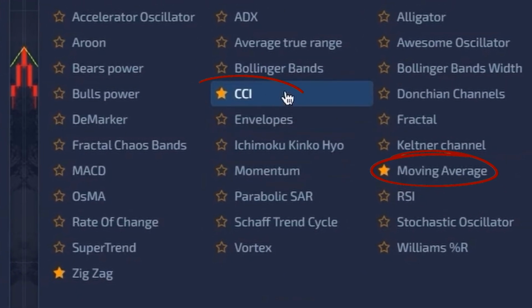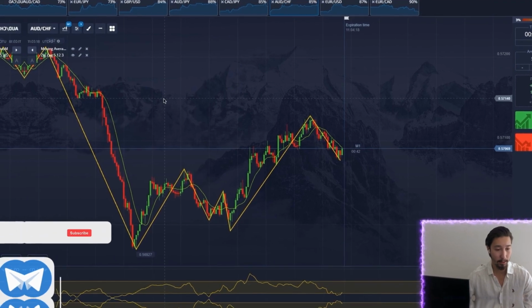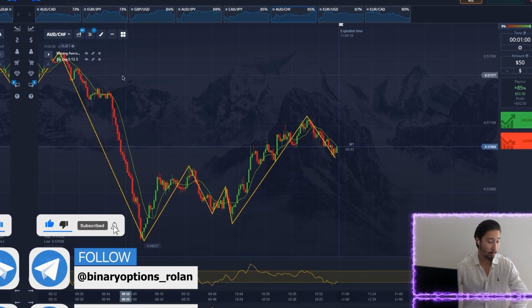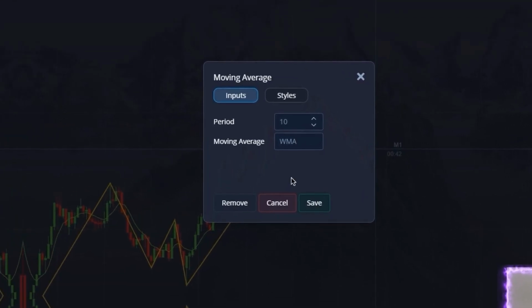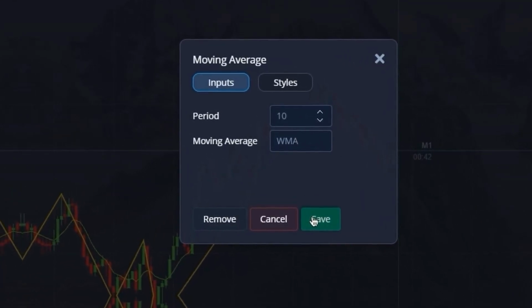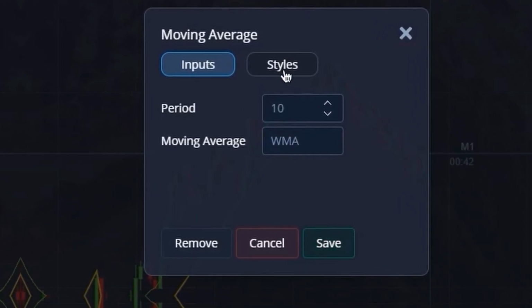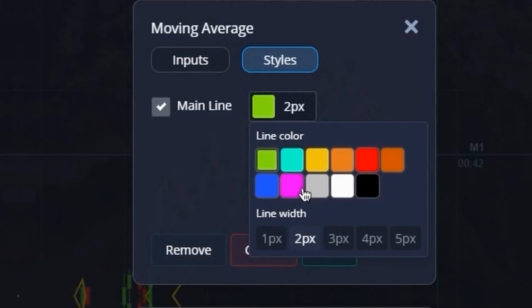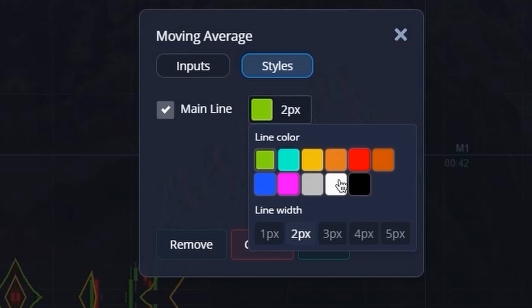We will add a moving average, the CCI oscillator, and a zigzag trend indicator, which will show us our local maximum and minimum points. So for the moving average, we choose weighted average, leave the period at 10, don't change anything, increase its size and probably change the color, make a different color, right?